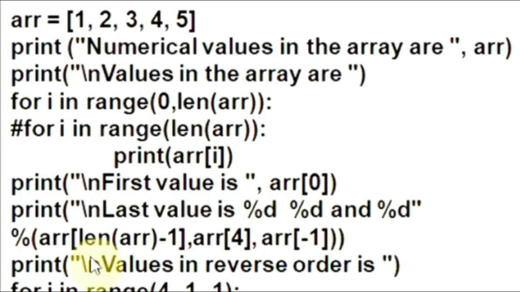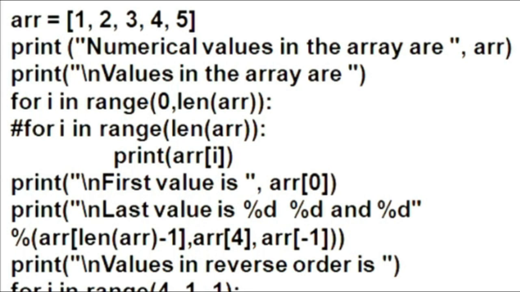Got it? So you have to do len array, which is 5, minus 1, because the last element is at array 4 index location itself. Okay. This %d will get you the value of this array 4 index location, which is nothing but the last location. Array minus 1 means what?